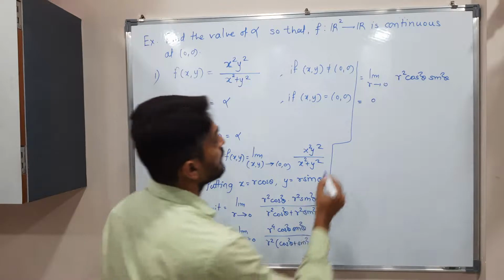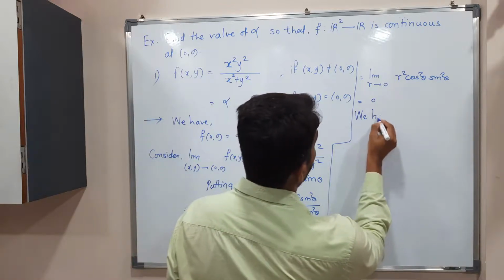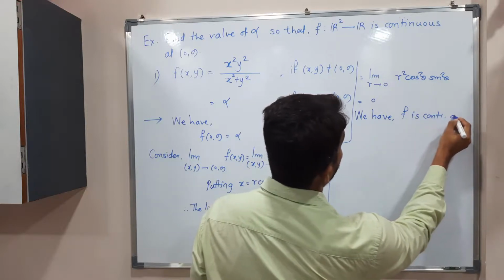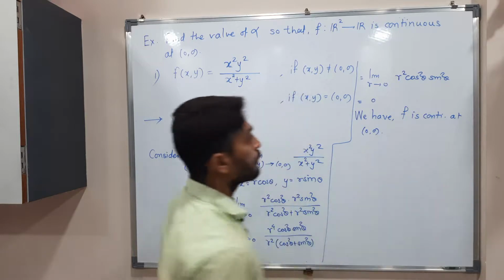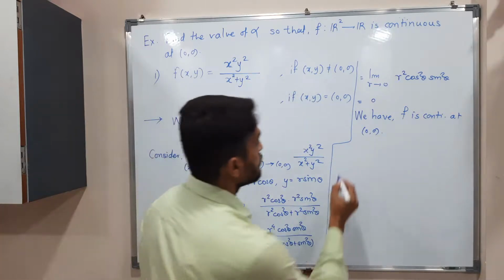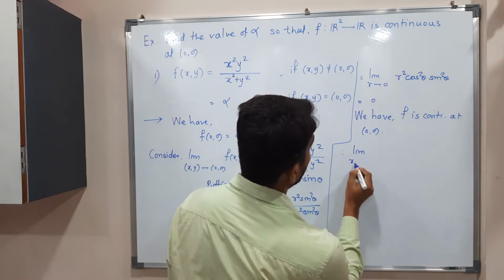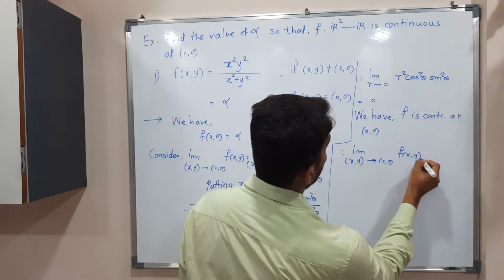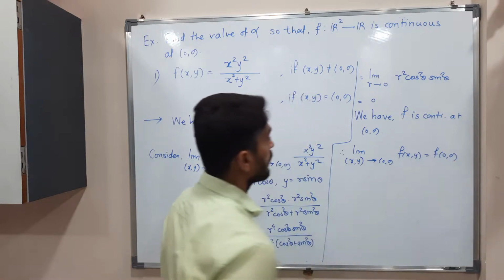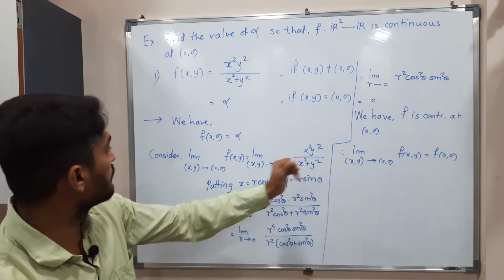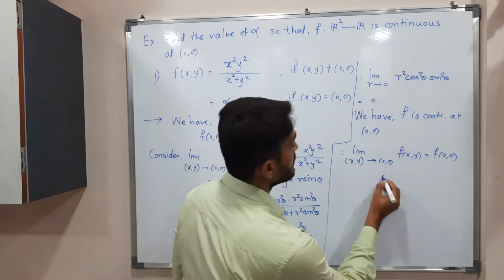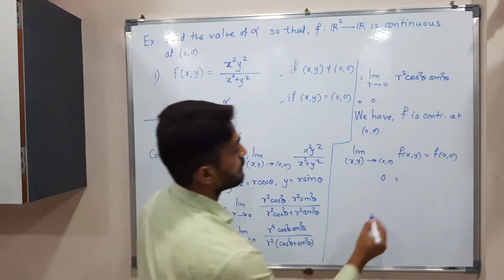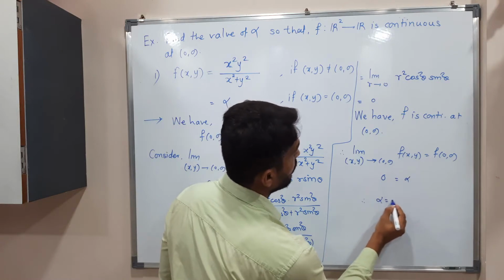But the given information, I should mention here: f is continuous at (0, 0). I am going to use the definition of continuity. Therefore, by the definition of continuity, the limit as (x, y) tends to (0, 0) of f(x, y) is the same as f of (0, 0). We have calculated its limit; we got 0, and f of (0, 0) is alpha. So 0 is equal to alpha. Therefore, the value of alpha is 0.